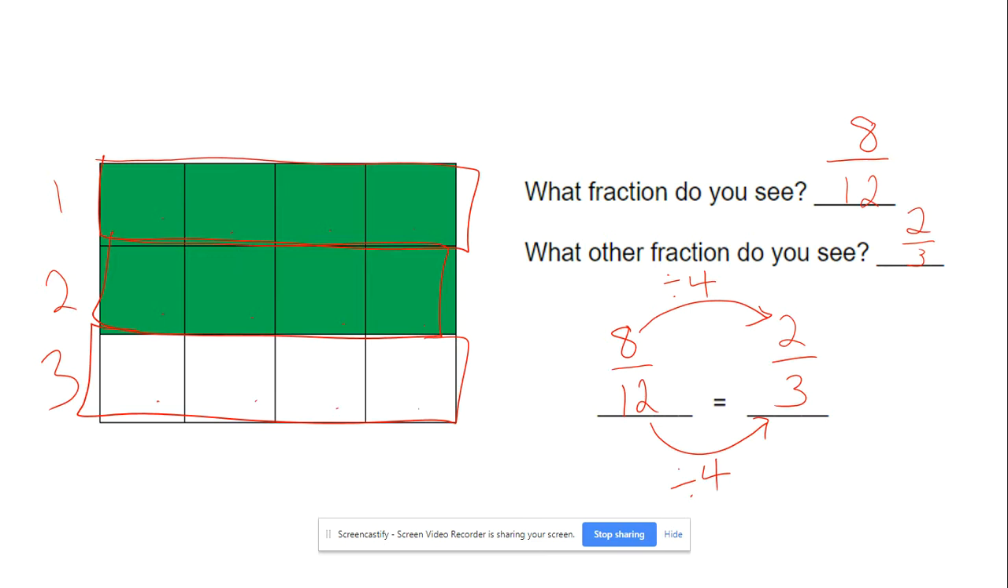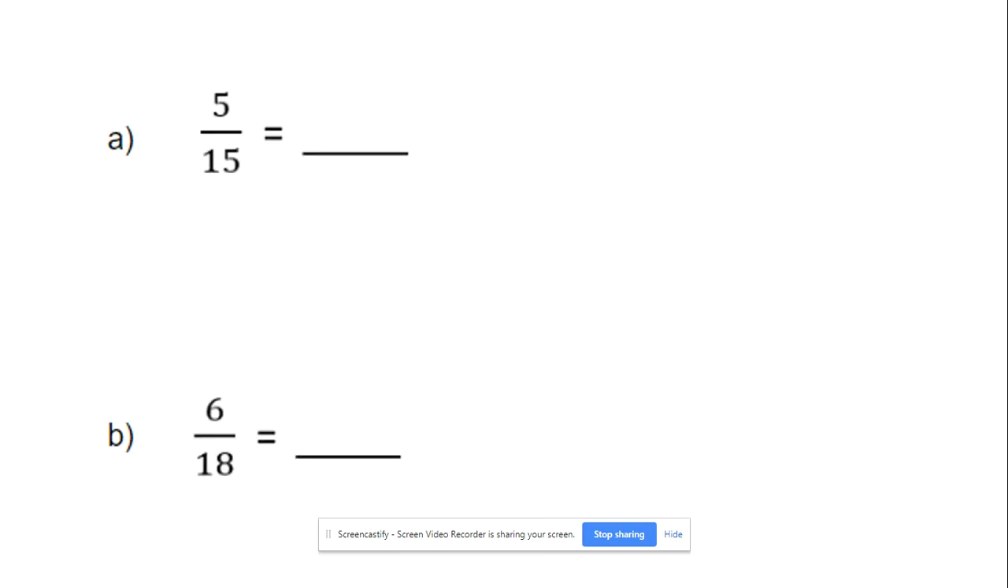Now we're going to try without using visuals. So we have 5 and 15. We need to divide by the same number on the top and on the bottom to create a simplified fraction. What we're going to do is list our factors of each number. Factors are the numbers that you multiply together to get your starting number. So we have 5. We want to list all of our factors of 5. These are the numbers we multiply together to get 5.